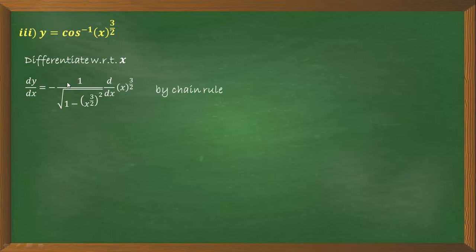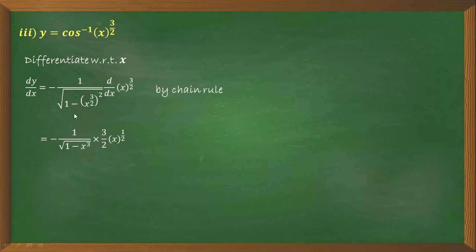See here again properly, minus 1 upon under root 1 minus in bracket x raised to 3 by 2 square, in place of x there is x raised to 3 by 2. So x raised to 3 by 2 bracket square into d by dx of x raised to 3 by 2. This is by chain rule.